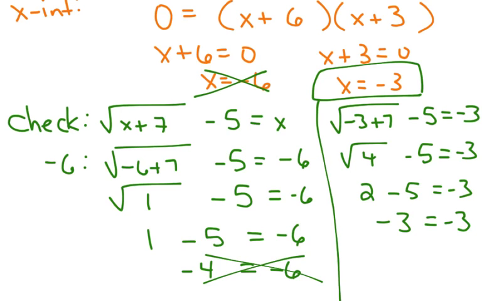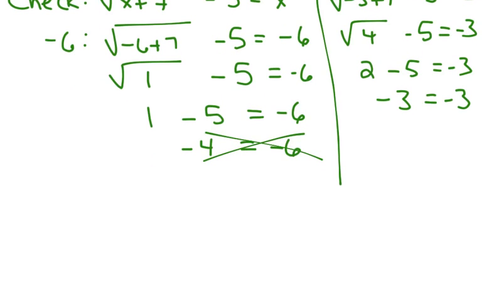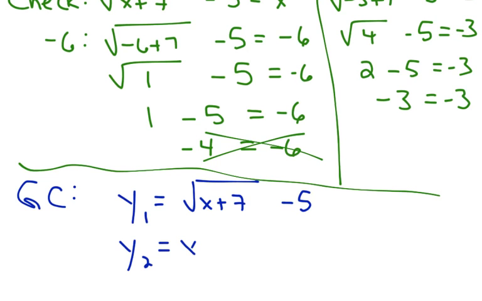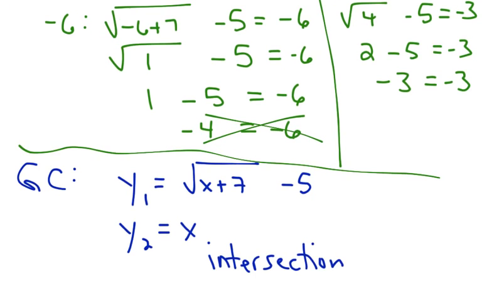Algebra is not the only way of doing this problem. There was a graphical way on the graphing calculator. What you could have done on the graphing calculator is in y1 equals, put the square root of x plus 7 minus 5, and in y2 equals, put x. And the solution is their intersection. And then the way we do that on the graphing calculator, ooh, I ran out of space to move up. I guess I found a limit.